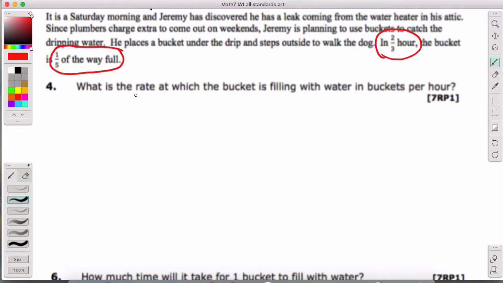I hear another rate. So they ask me, what is the rate at which the bucket is filling? So we have buckets per number of hours.